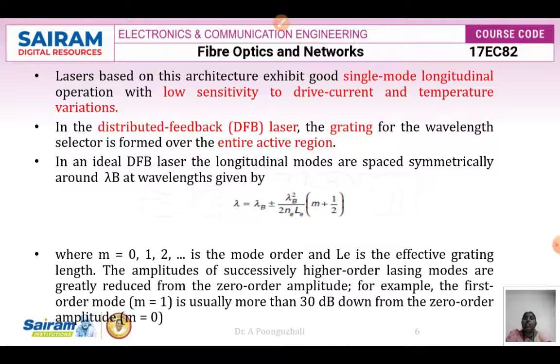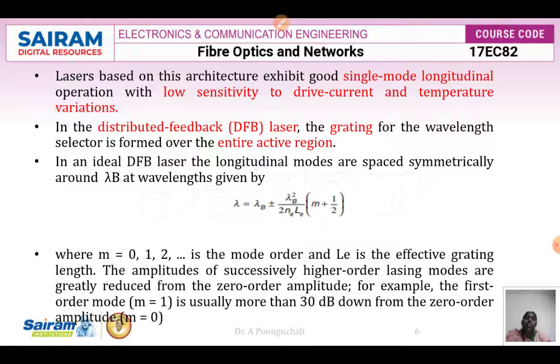So in this case, the lasers which are based on this architecture are going to have a single mode longitudinal operation with low sensitivity to drive current and temperature variations. That is your DFBs. In the distributed feedback laser, the grating for the wavelength selector is going to be formed over the entire active region.